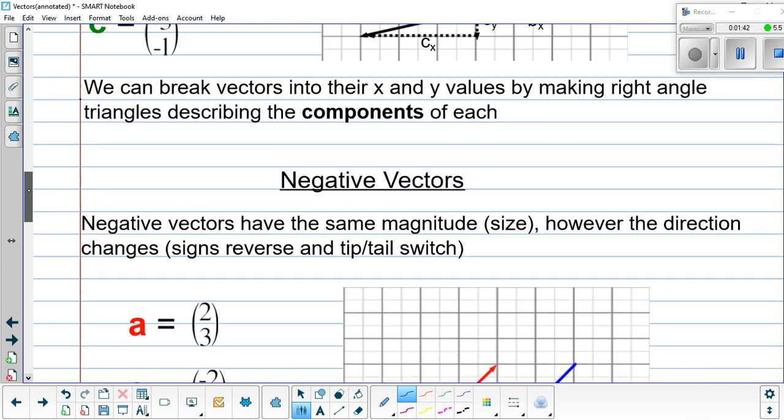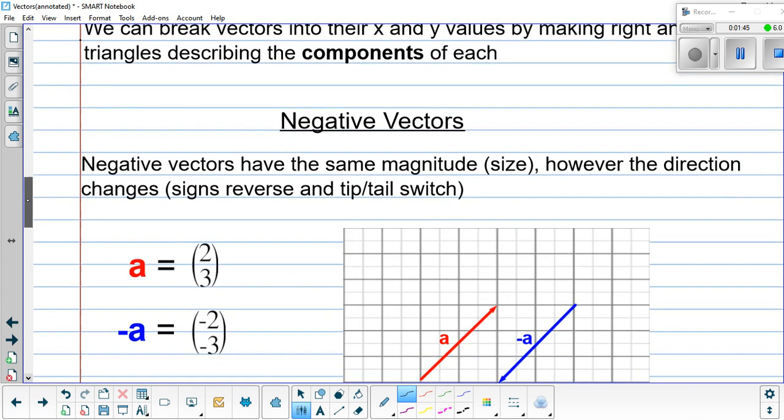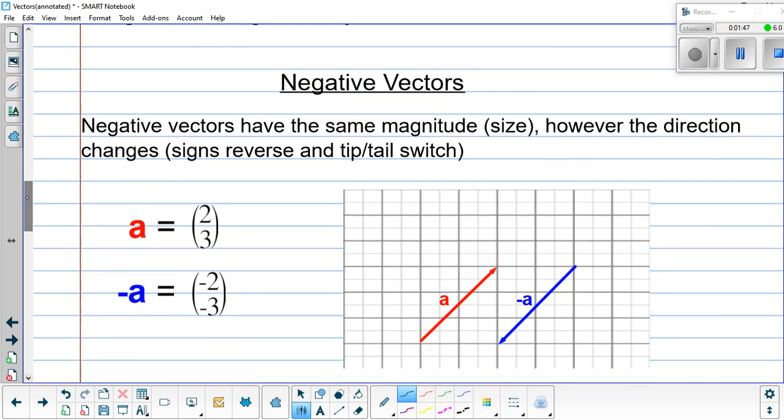Continuing on, we have negative vectors. A negative vector has the same magnitude or size, however the direction changes. If we're doing this mathematically on the left, you'll notice that for A and negative A, the only thing that differs is a sign change. So positive 2 becomes negative 2, positive 3 becomes negative 3. And on our diagram, notice that the arrow just switches. It doesn't matter that our position is at a different place. It just matters that they're the same length, but the arrow has completely swapped directions. Therefore, it's a negative of that vector.